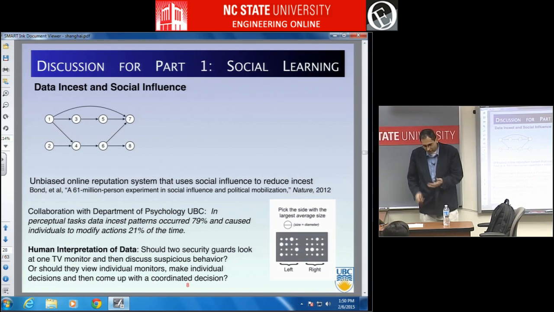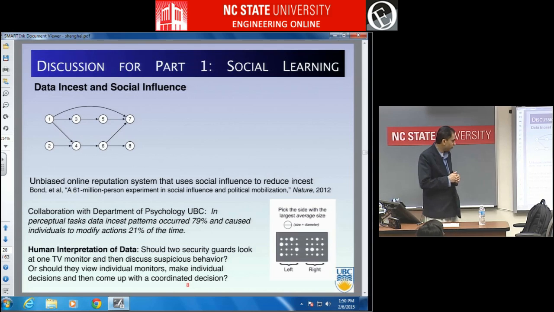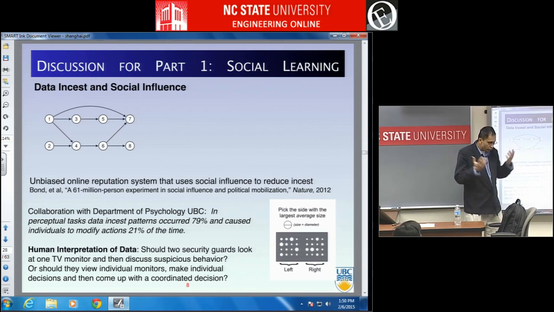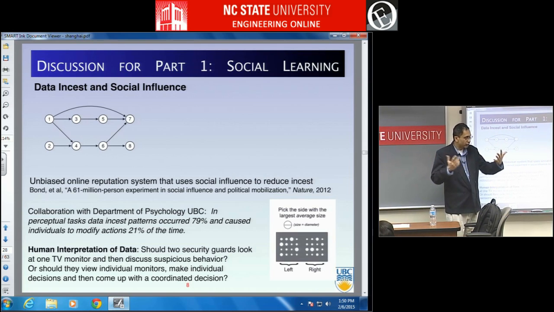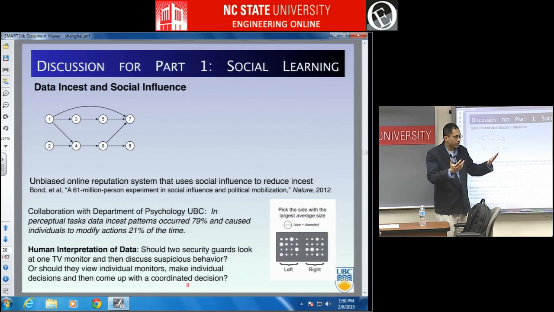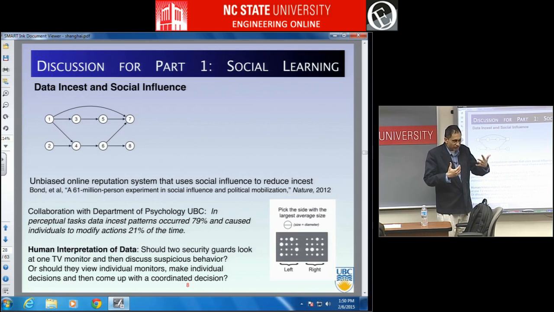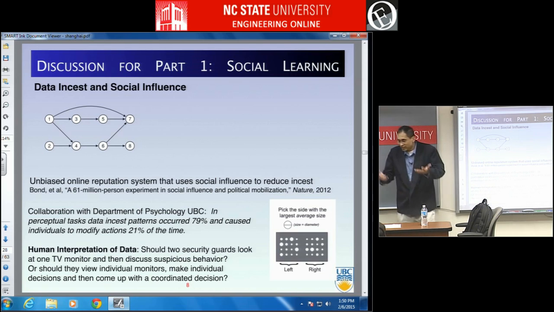This is also some big deal in security defense type applications. You can imagine that there are two security guards looking at a television screen seeing if something suspicious is happening. Should they both be in the same room looking at the same TV screen and then discussing what's happening, which can possibly have data incest and herding, or should the two guys be in two separate rooms, each guy making a decision and finally they're sharing the decision? Which is the optimal route? Well, that is something which is under research at the moment because these are pretty important questions.